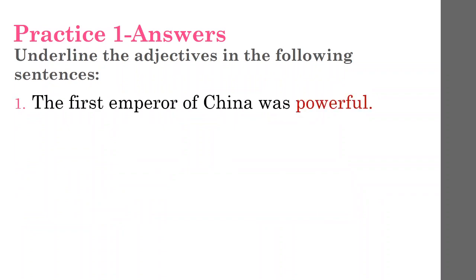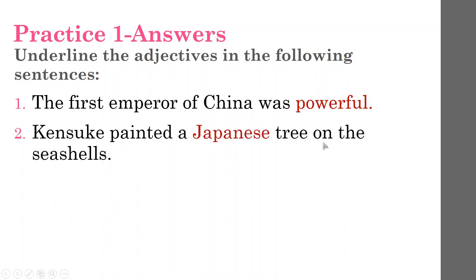Number 1, the adjective is the word powerful because powerful is describing the first emperor of China. So powerful describing the noun. Next, Kensuke painted a Japanese tree on the seashells. So Japanese is a proper adjective. So Japanese is modifying the word tree here.